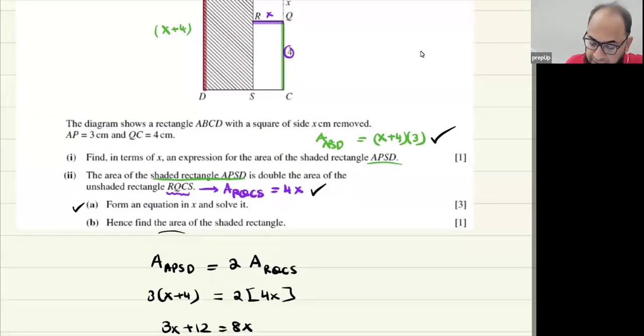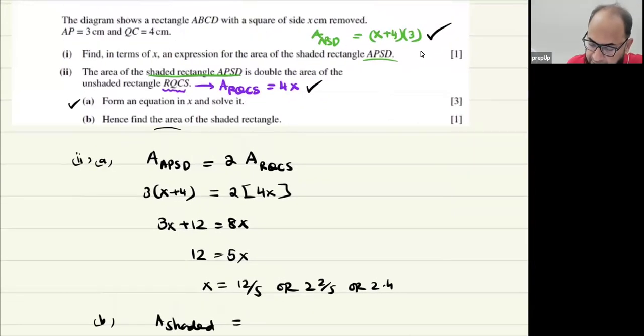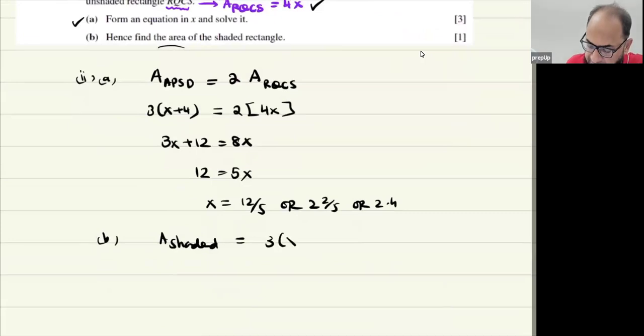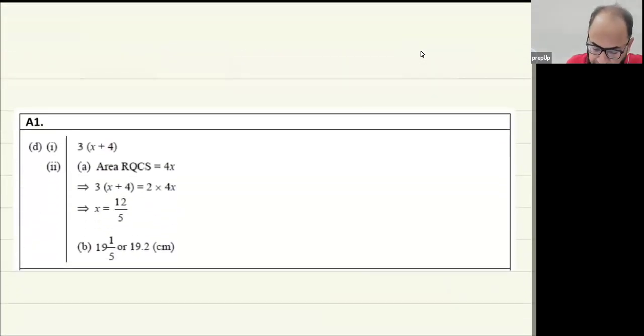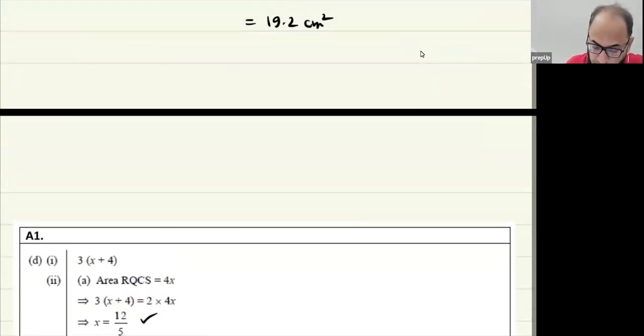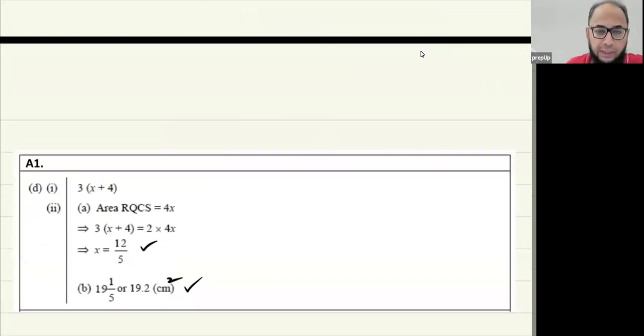Hence find the area of the shaded rectangle. The shaded rectangle is APSD. So this is part 1, and part B, the area of the shaded rectangle is 3 times x plus 4, that is 3 times 2.4 plus 4, that is 3 times 6.4. 3 into 6 is 18, 3 into 0.4 is 1.2, that comes out to be 19.2 centimeters square. So that is the answer. This is 12 over 5, this is 19.2, this is area, so the unit is centimeter square.